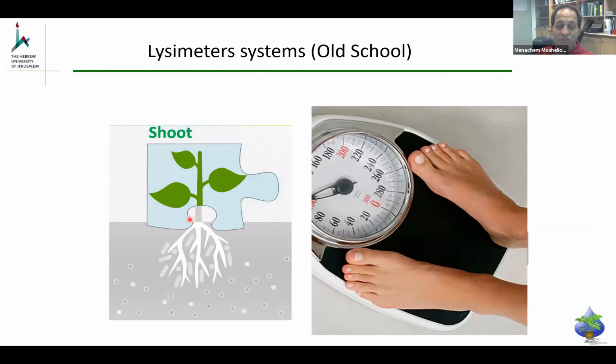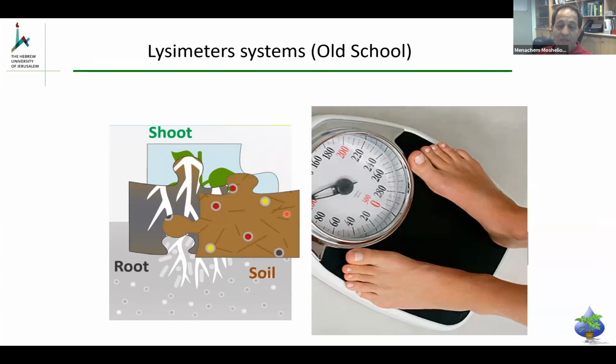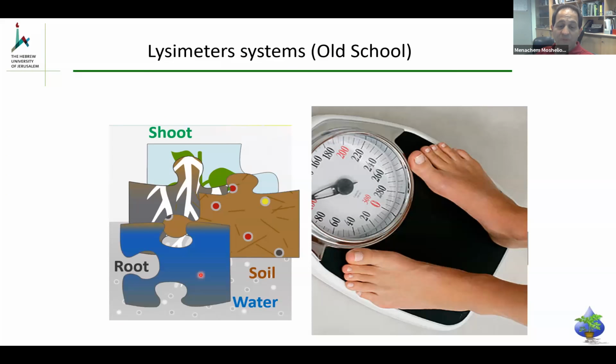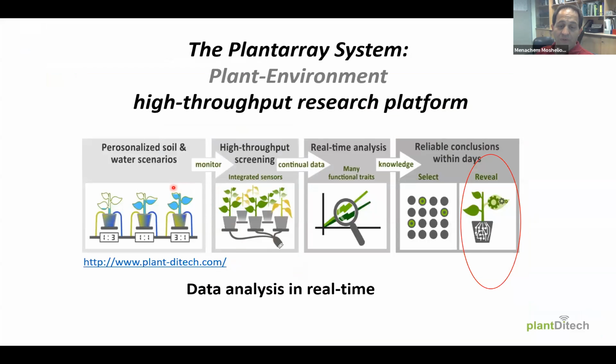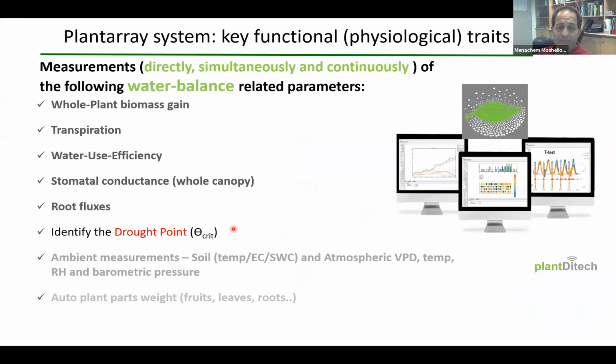Today, we can separate the shoot weight, the shoot transpiration, the stomatal conductance from the root flux, from the soil type, from the water in the soil, and so on. So all in all, the system can control each plant separately. So you can really run a truly randomized experiment. It measures the plants, analyzes them, and helps you to select the relevant plants. All the data go to the cloud and you can see it in real time.